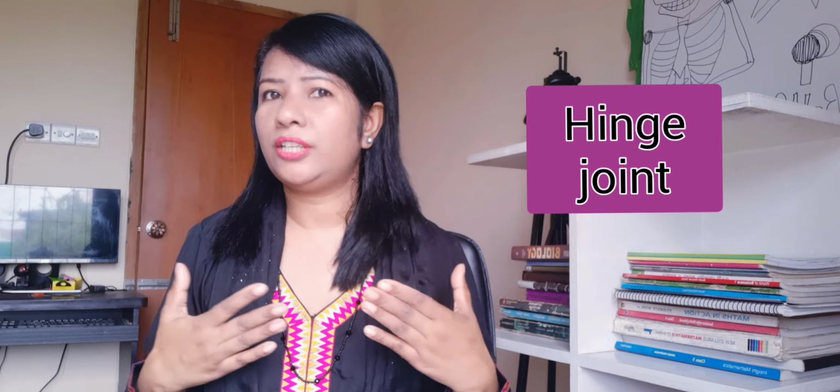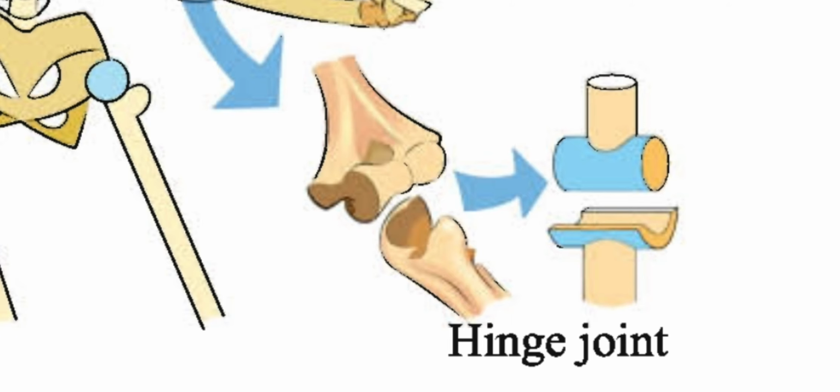Number two, that is the hinge joint. The hinge joints are the elbows, knees, and joints of the fingers. It moves like the hinge of a door, and it can move in one plane only. These are also examples of synovial joints.